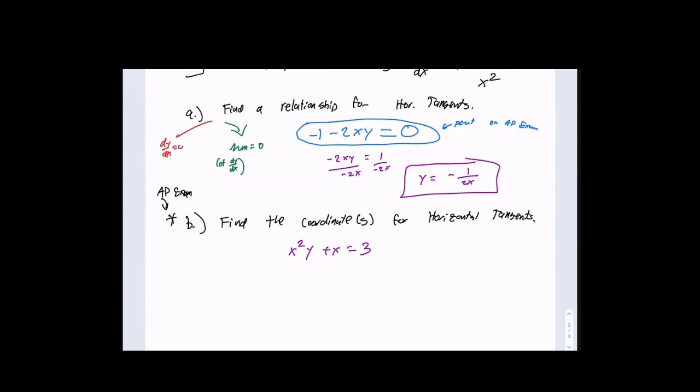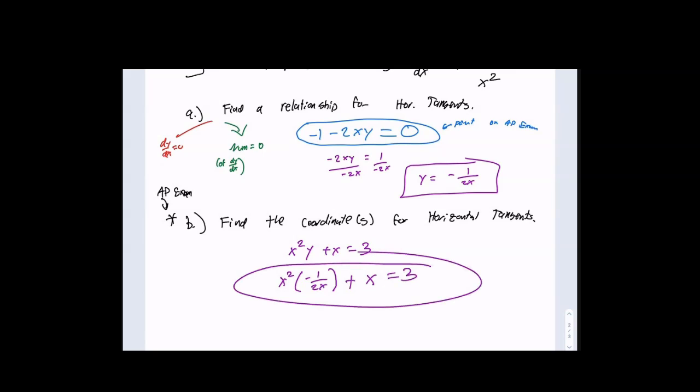It will be x squared parentheses negative 1 over 2x plus parenthesis x parenthesis, plus x equals 3. Perfect. And what do we do with this?